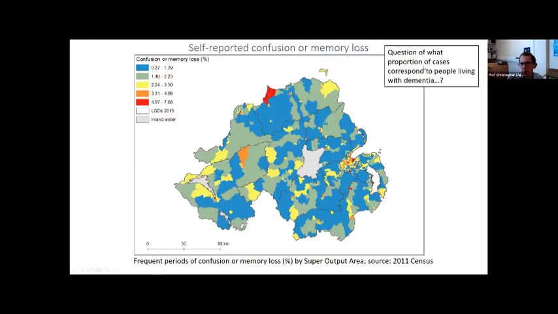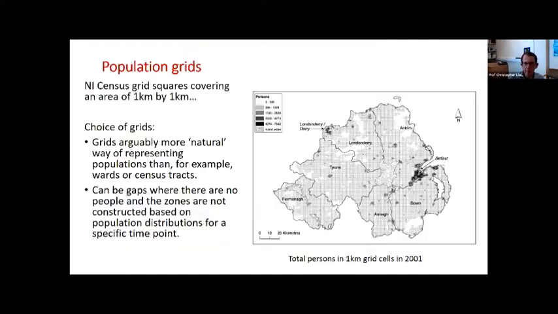But as I've got at the top here on the right-hand side, well, that's okay, but it could be that in some cases only a small proportion of those people who said that they suffer from frequent periods of confusion or memory loss are living with dementia. It might be a very small percentage, it might be a large percentage in other cases, so it's very hard to deconstruct. But nonetheless, we have this geographically rich data set, and as I'll say in a minute or two, these are also available for grid squares because it's part of the census. So we can look at this in a much more geographically refined way.